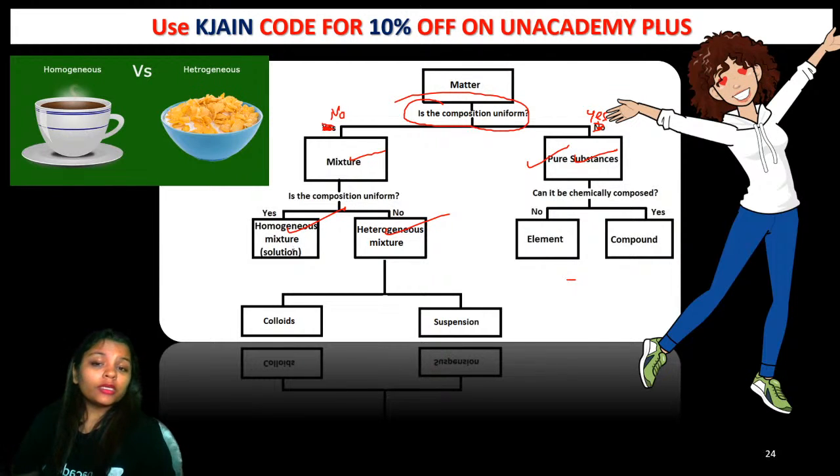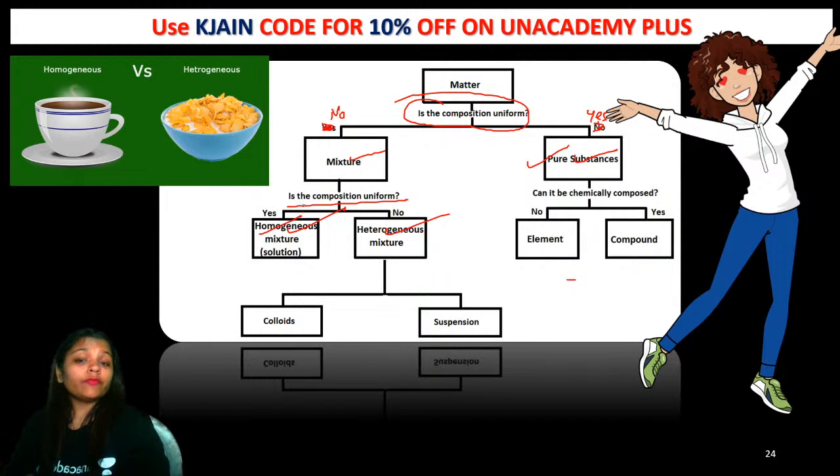How will we come to know whether this is a homogeneous mixture or a heterogeneous mixture? We check the composition. When the composition is uniform, then it is a homogeneous mixture. When the composition is not uniform, then we will say that this is a heterogeneous mixture.